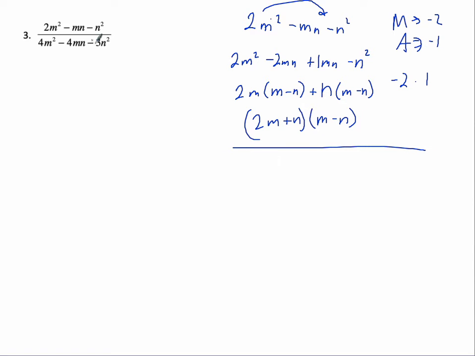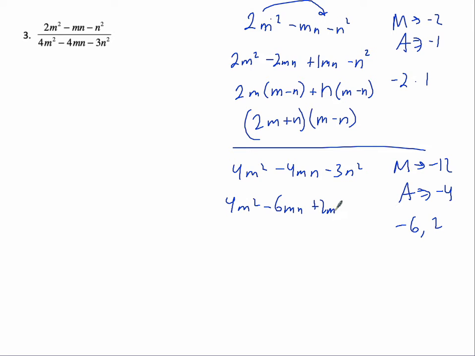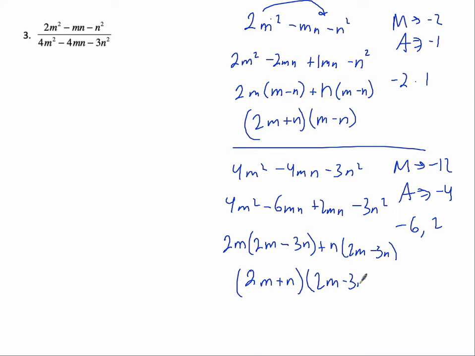Now that's just the first one, so we'll factorize the denominator: 4m squared minus 4mn minus 3n squared. We need 2 numbers that multiply to give negative 12 and add to give negative 4. It's going to be negative 6 and 2, so we can factorize this into negative 6mn plus 2mn minus 3n squared. Then we can factor out 2m. We'll have 2m minus 3n, and n times 2m minus 3n, and that's 2m plus n, 2m minus 3n.